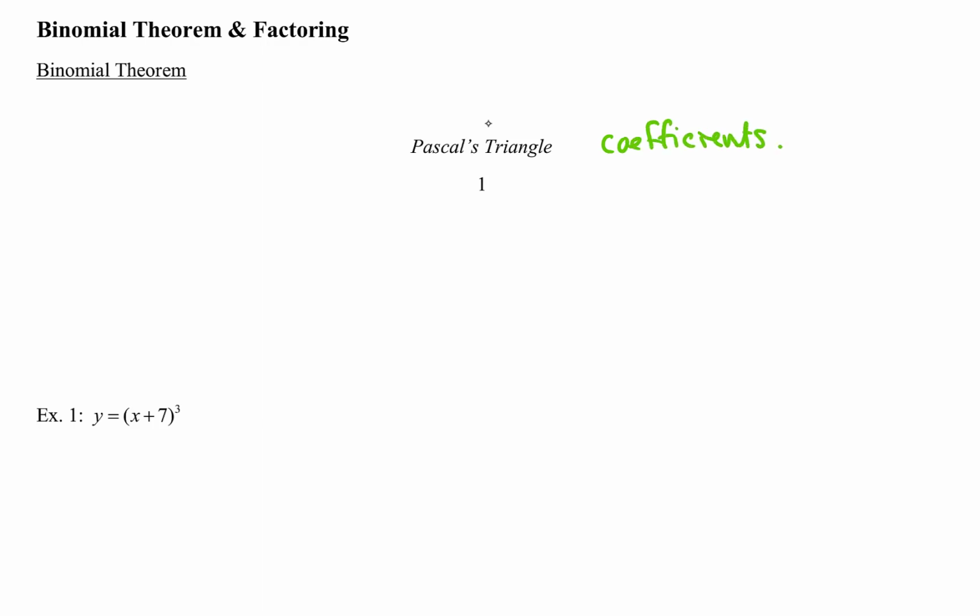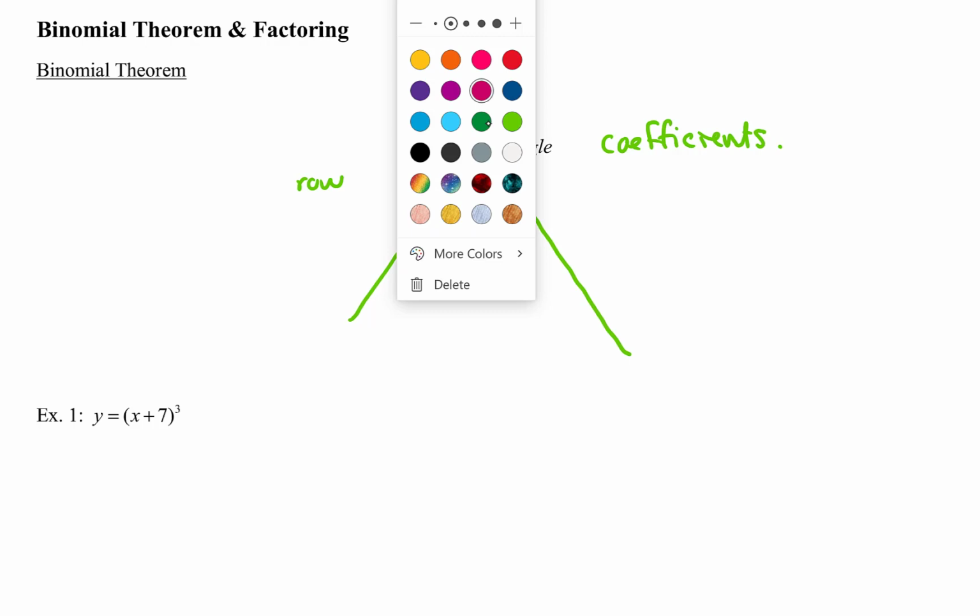Coefficients come from something called Pascal's triangle. Pascal's triangle has a 1 in the first row. The next row, we have 2 1s. There's a pattern to this triangle. There's always 1s along the outside of the triangle. The next row has a 1, and then what we do is we add the 2 numbers from the row ahead. So 1 plus 1 is equal to 2.